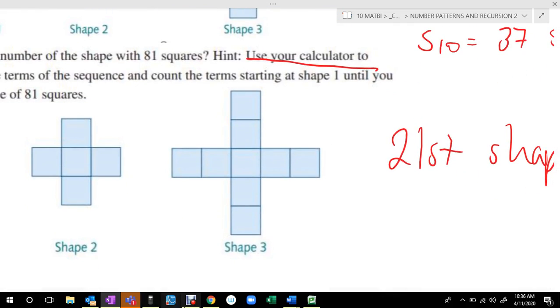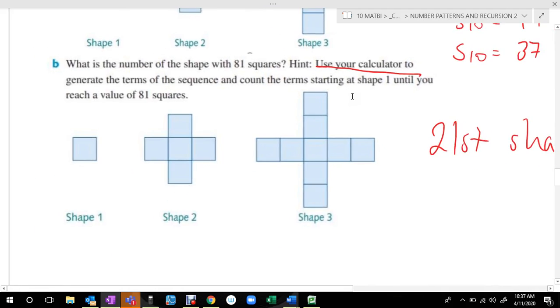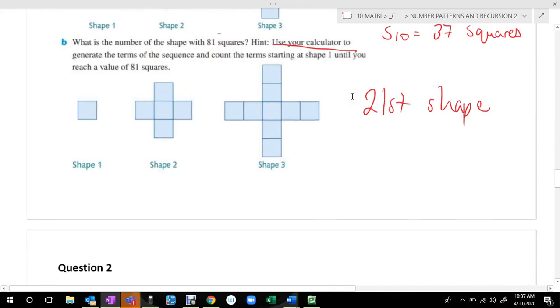So again, using your calculator for this, we start off with 1, and then you write equals, and then plus. We're adding 4 each time, so this is shape number 2, 3, 4, 5, 6, 7, 8, 9, 10. Thank you, guys. And we're trying to get to 81. So 10, 11, 12, 13, 14, 15, 16, 17, 18, 19, 20, 21. So the 21st shape will have 81 squares.